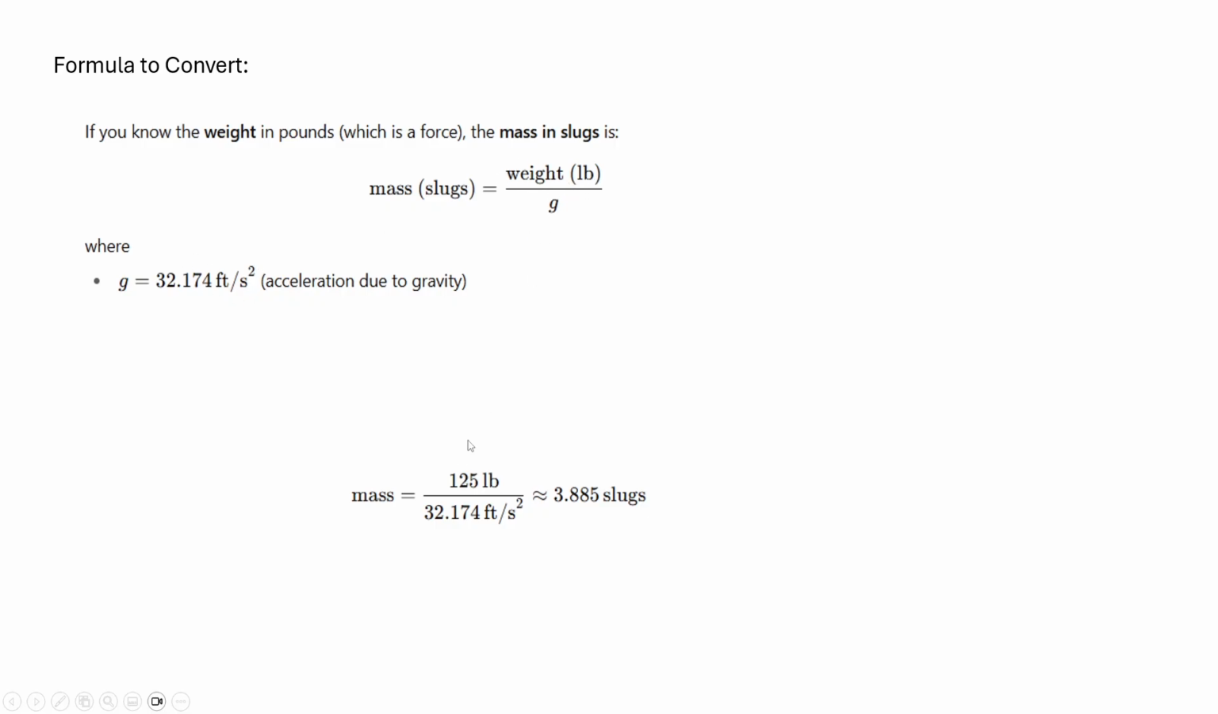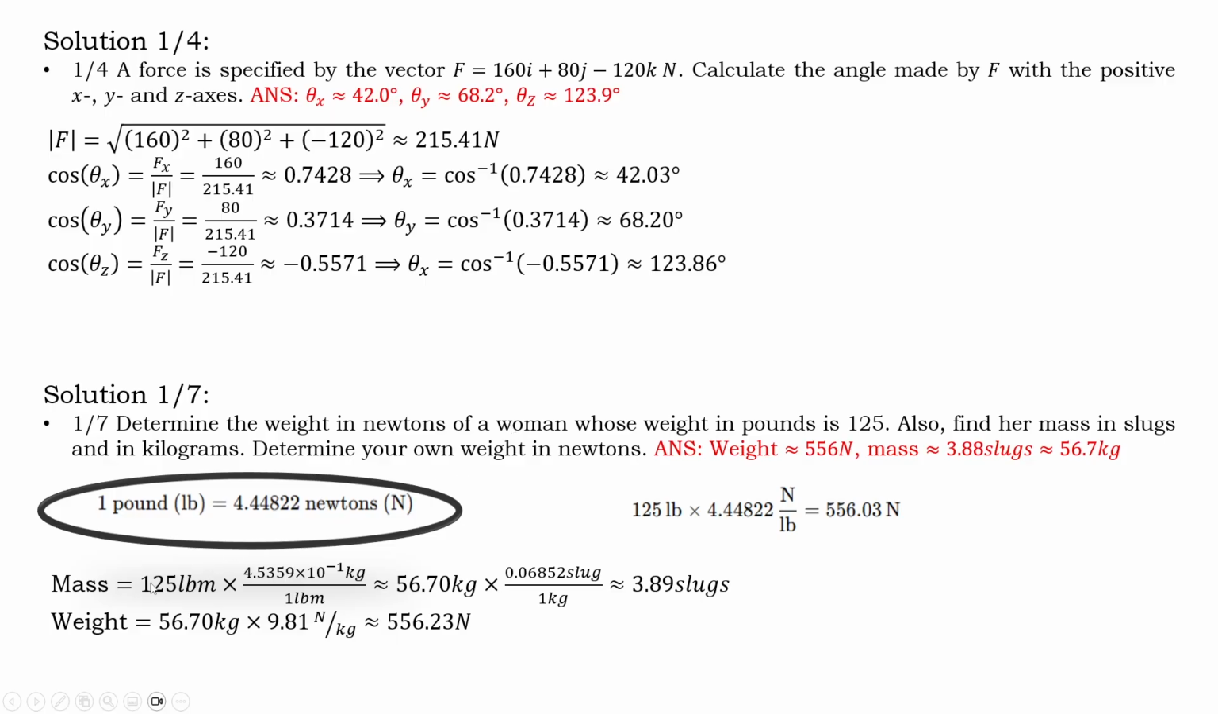So we have the weight. Now let us plug in the values: the weight, which is 125, and g is equal to 32.174, and the mass will be equal to this value. Or you can use this formula, which gives you the same. You can learn it by yourself. If you have any question, ask me in the comments.